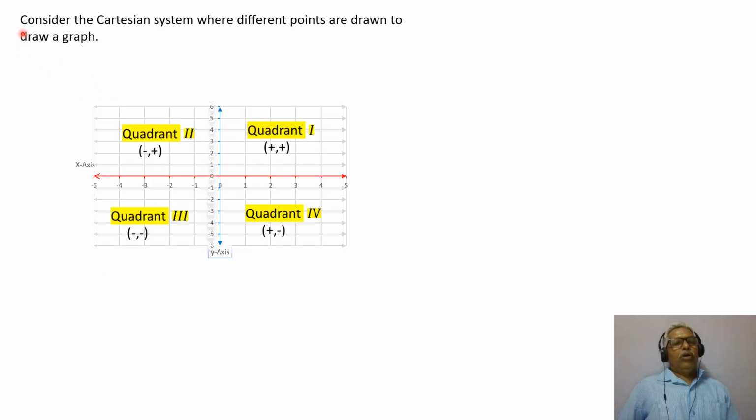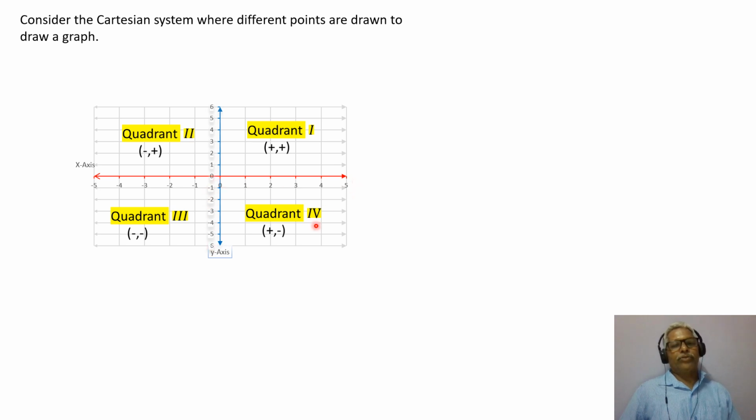Now consider a Cartesian system where different points are drawn to draw a graph. Look at this figure. This is the x-axis, y-axis. Quadrant 1, quadrant 2, quadrant 3, quadrant 4. Always we have to specify x first. So in this both will be plus, plus. In this x is minus, so minus, plus. In this minus, minus, x is also minus and y is also minus.